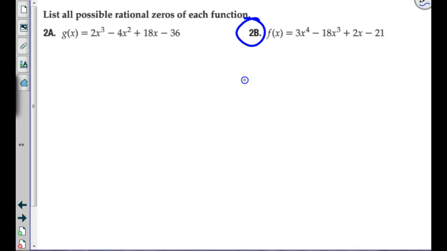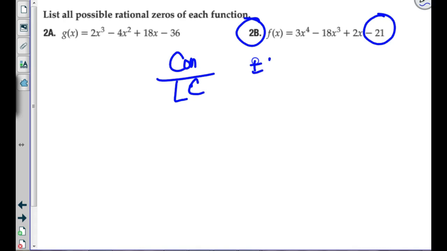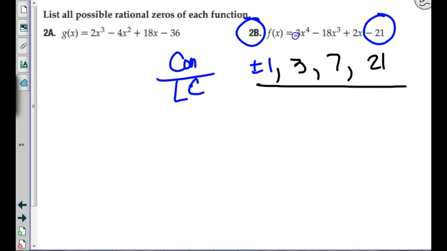I know we probably did them yesterday, but what goes on top? The factors of the constant, you're right, over the leading coefficient. So all the factors of 21. I don't care what order you do them in. If you want to do 1 and 21 in that order, you can. I usually go least to greatest, so I would say 1 and 21, 3 and 7, and that's about it. The factors of the leading coefficient, which is 3, are just 1 and 3.